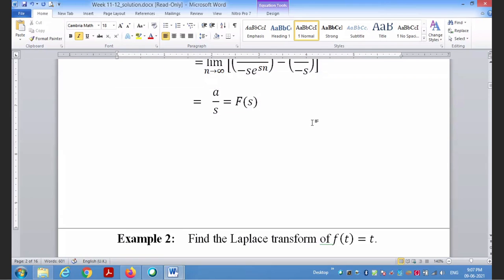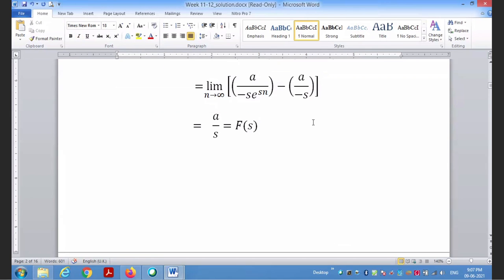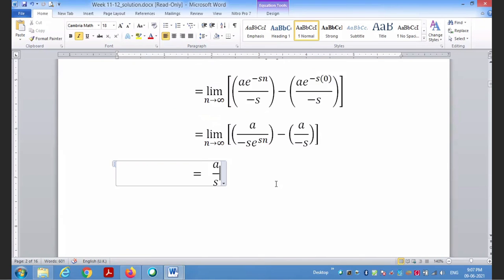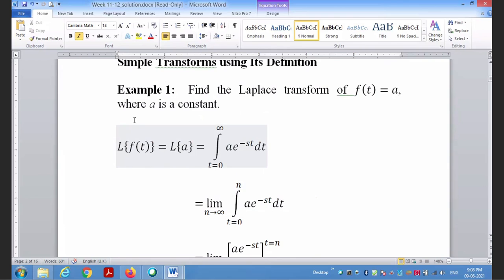Okay. So far so good. Can you guys still follow me? I got a few more examples. Okay, so this is when f(t) equal to a.